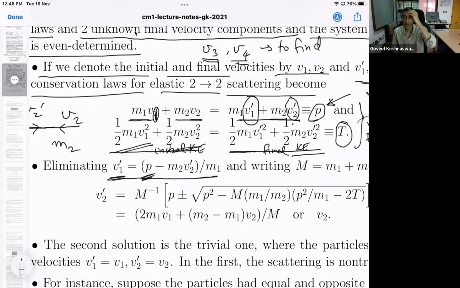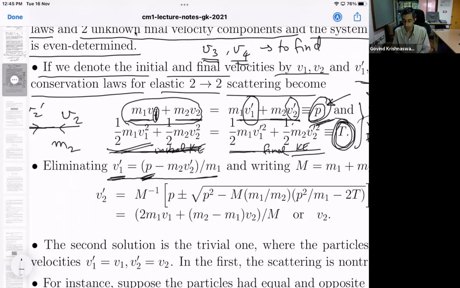Remember, our main objective here was to illustrate the use of conserved quantities to solve mechanical problems, and that is precisely what we are doing. There are two conserved quantities here, namely P and T, whose values are determined by initial conditions. The value of P is determined by the initial velocities, masses being fixed. Similarly, the value of T is determined by the initial kinetic energy. So those are all given to us.